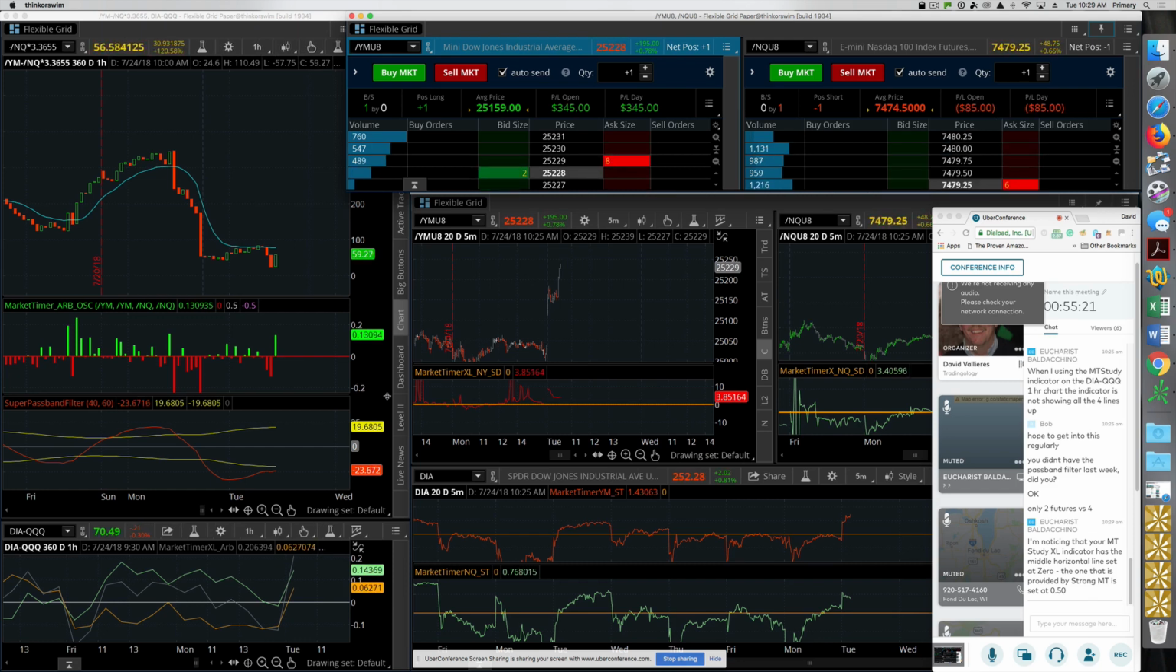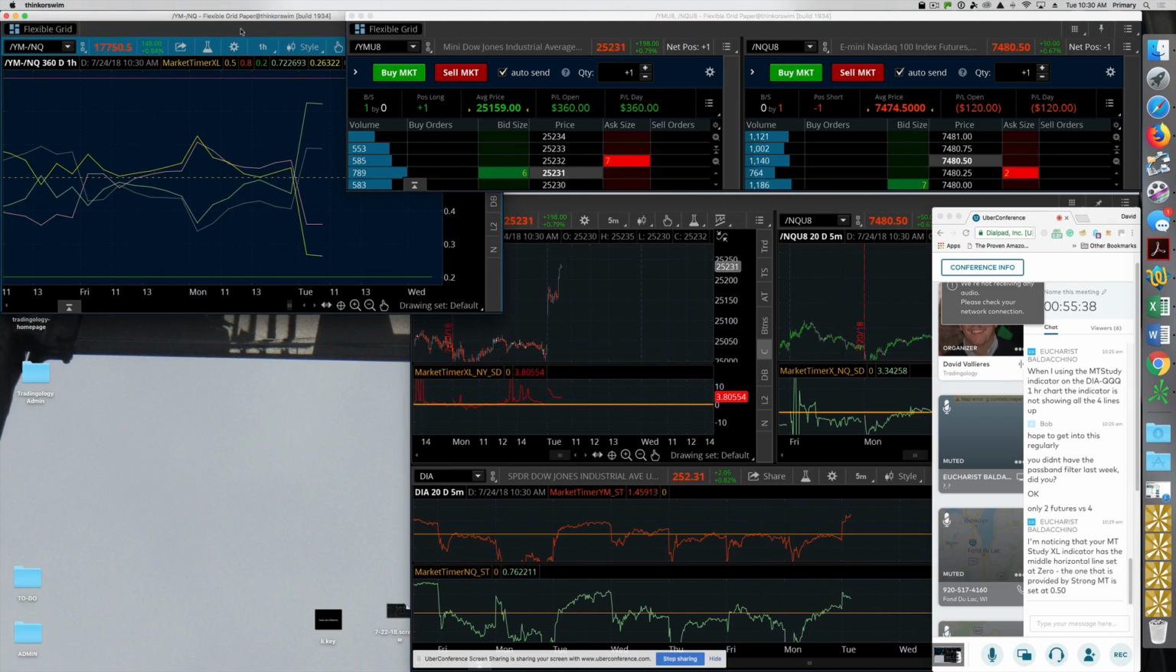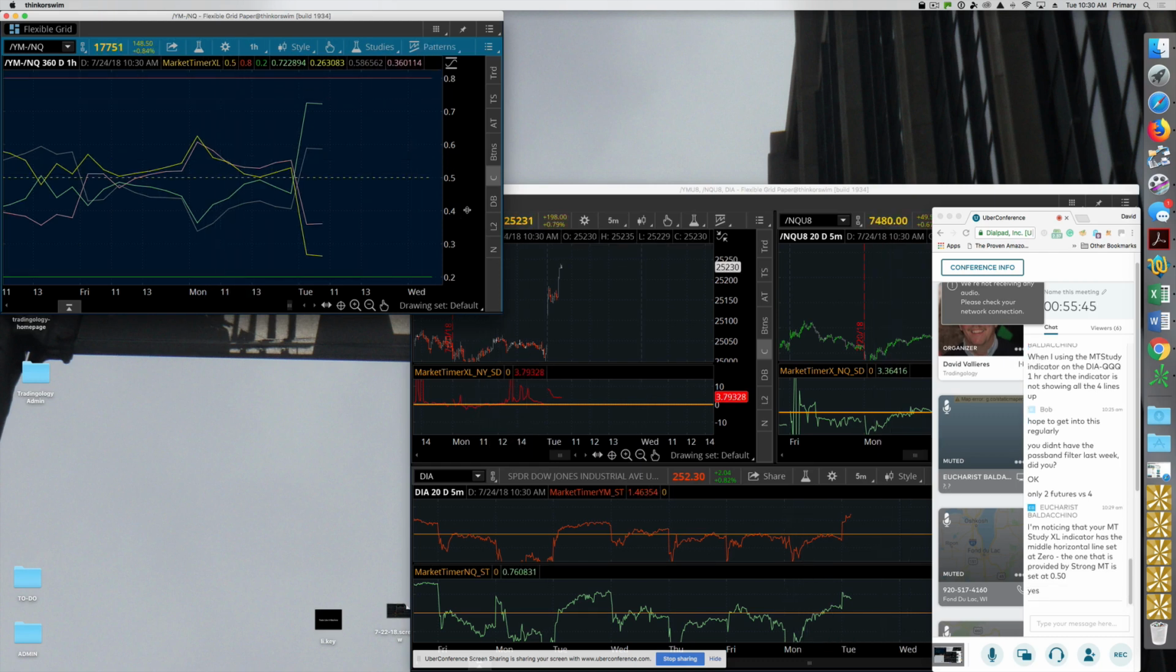Euchre says, I'm noticing that the MT Study XL indicator has the middle horizontal line set at 0. The one that is provided by Strong Market is set at 50. Really? Are you talking about this one? You talking about the Market Timer XL script, this one here? Well, this is also set at 50, but actually, that's weird. Well, yeah, it is supposed to be at 50.